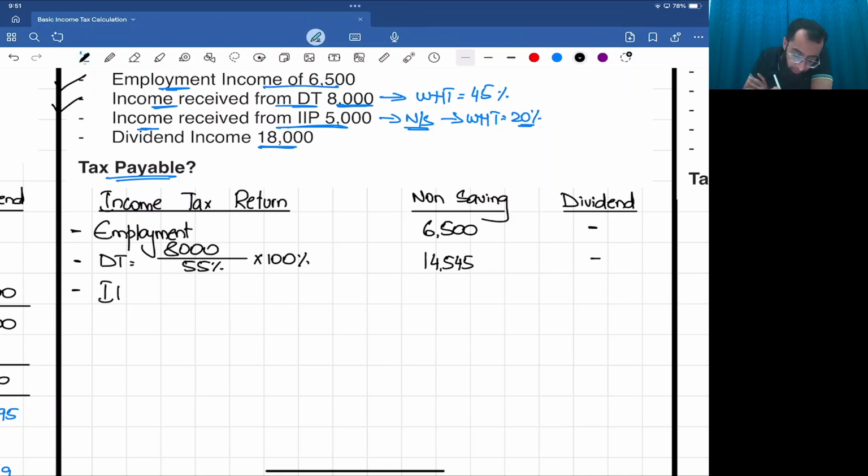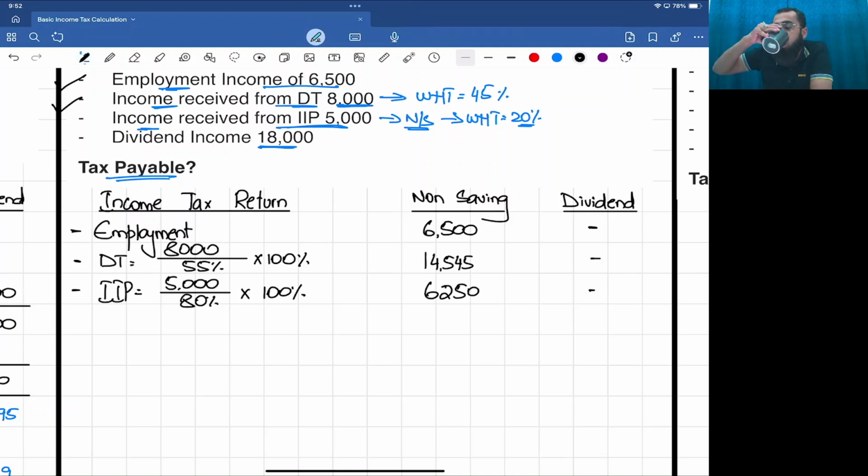Then comes the IIP 5,000, 20% withhold, since we are assuming non-saving source, divided by 80 multiplied by 100. So that's 6250 goes in the non-saving head. Then you have the normal dividend income, and that's 18,000 goes in the head of dividend.